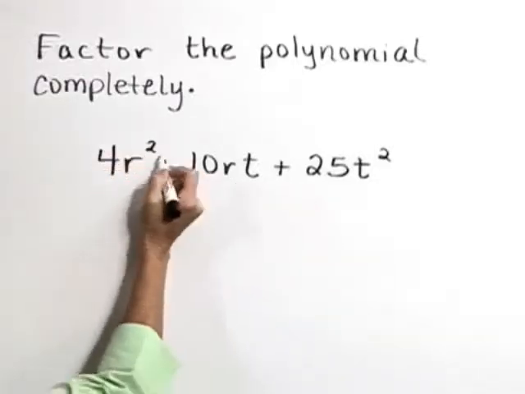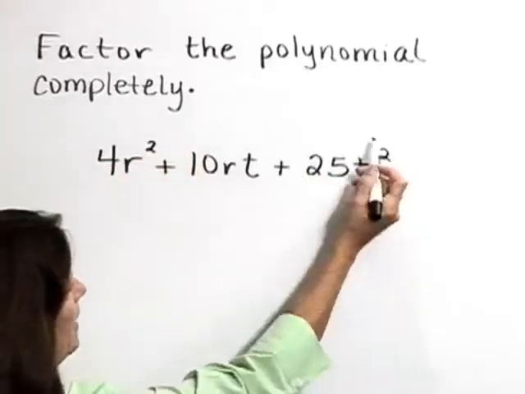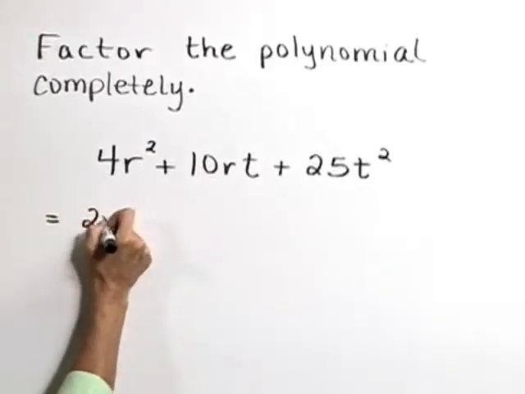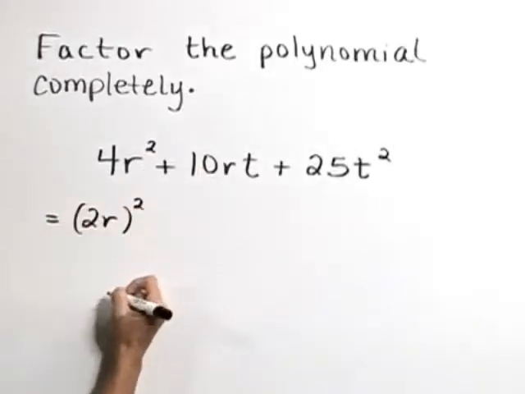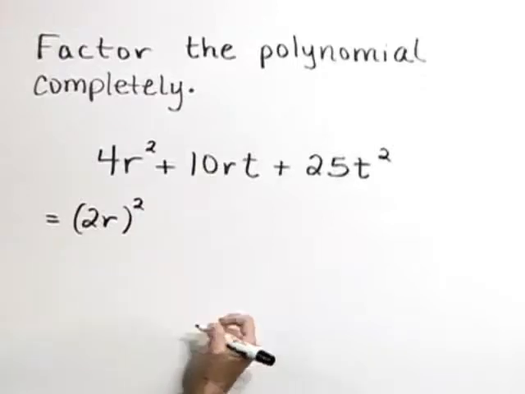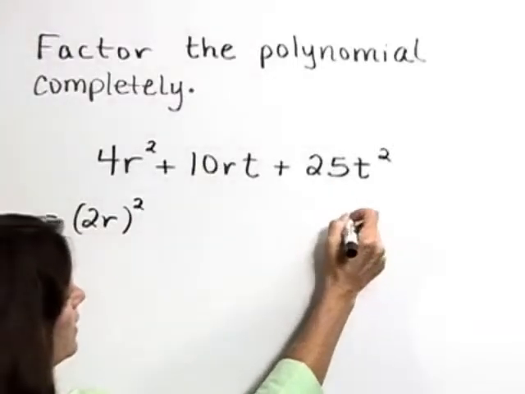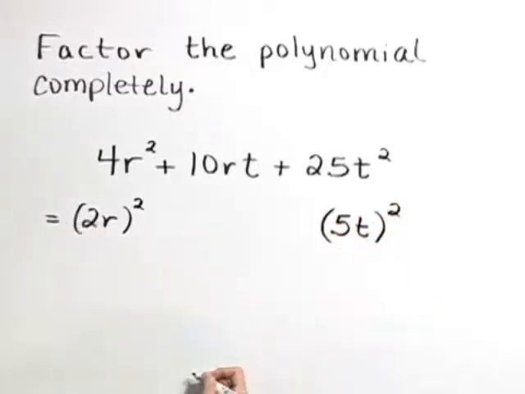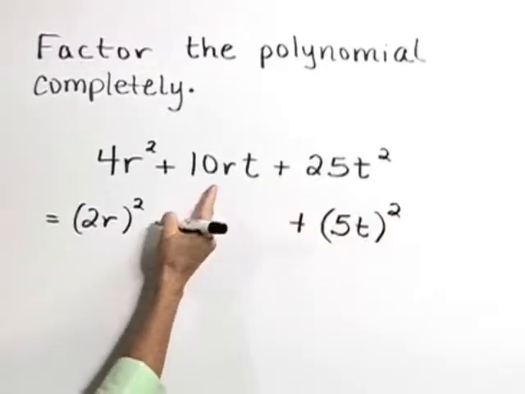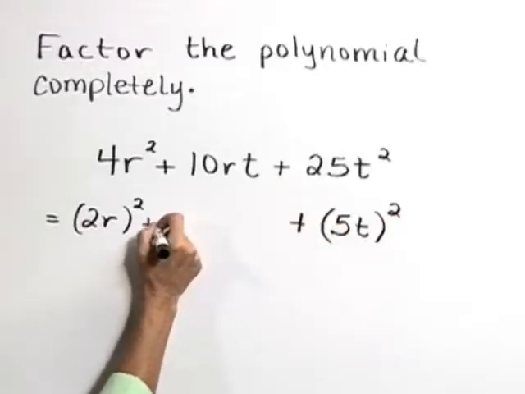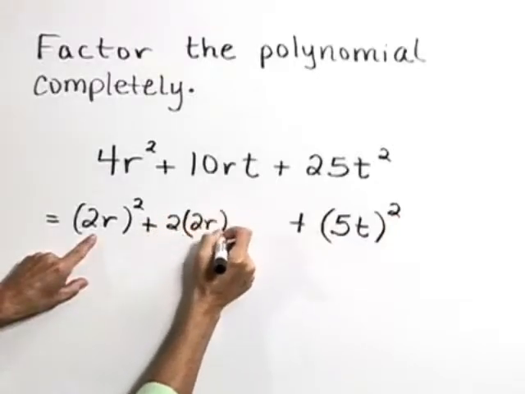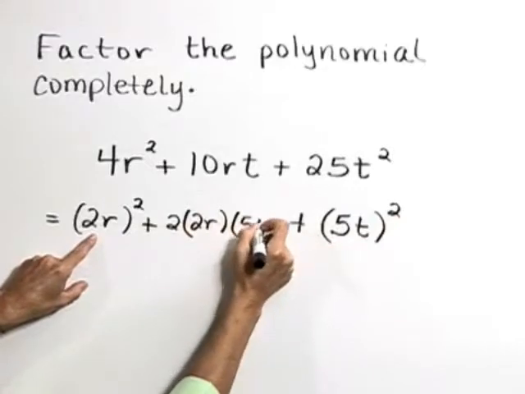We see a leading term that's a perfect square and a last term that's a perfect square, so let's check that. 4r squared comes from 2r times itself, or 2r quantity squared. 25t squared is 5t times itself, or 5t quantity squared. It's a plus sign. Now let's see if this middle term checks. Is it a positive 2 times 2r times 5t?